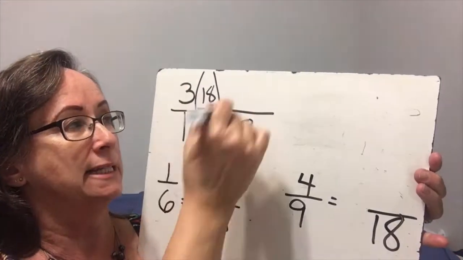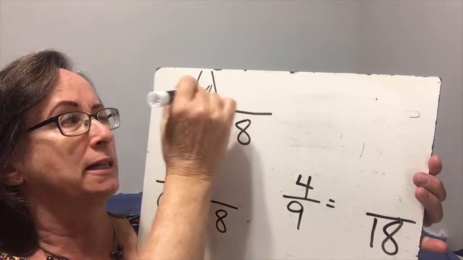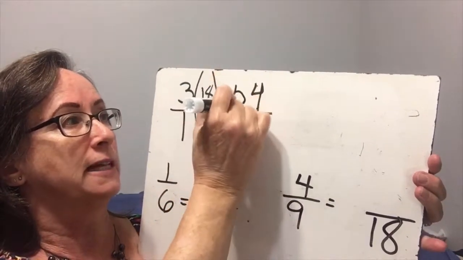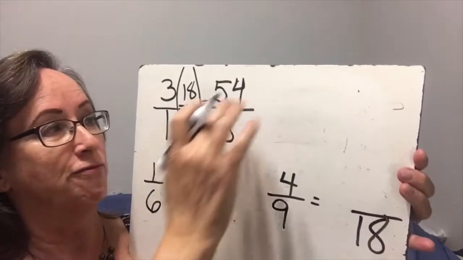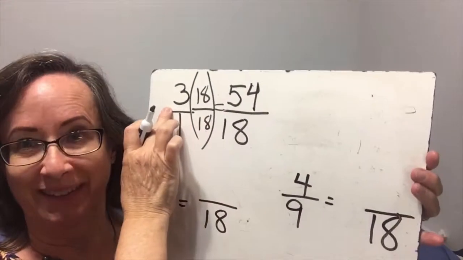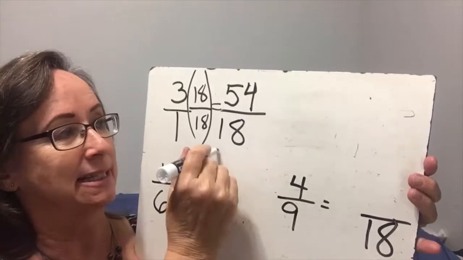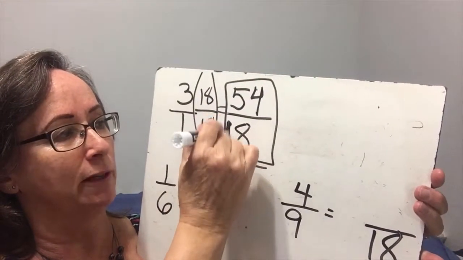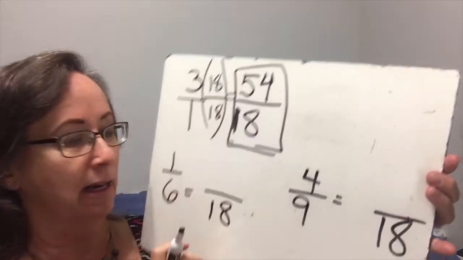And 3 times 18 is going to be 3 times 8 is 24, carry the 2, 54. Okay, so 54/18 will simplify to 3. And we did what they asked us to do. 54/18 is the equivalent fraction that has 18 in the denominator.